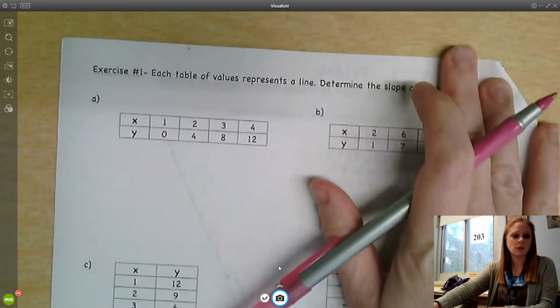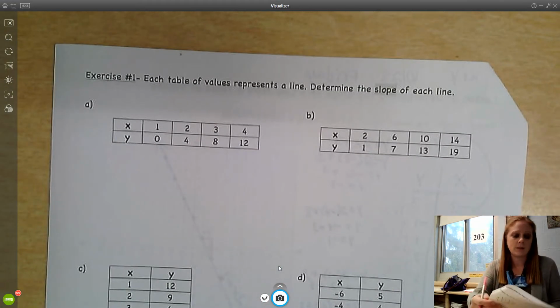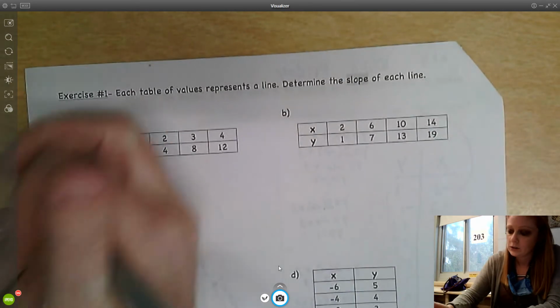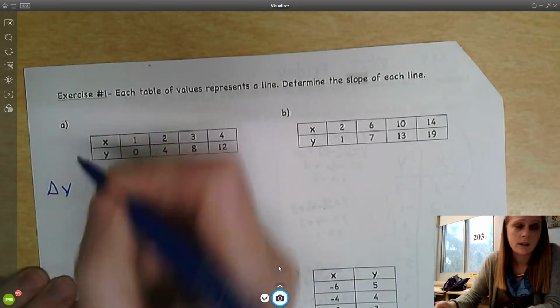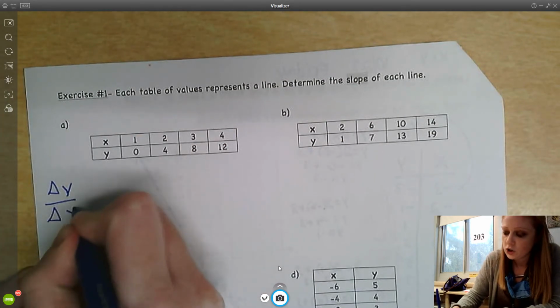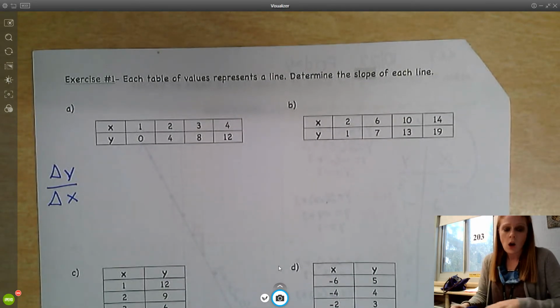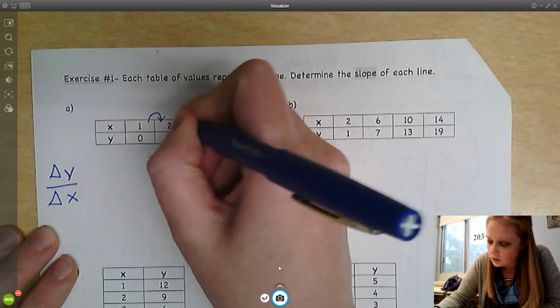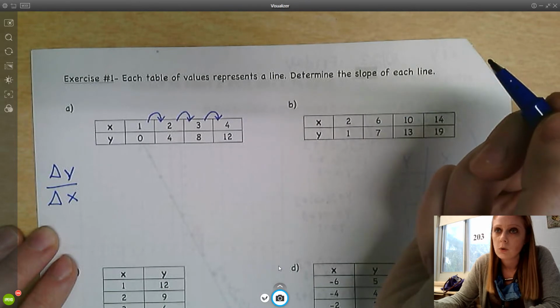So now we have a bunch of tables. We don't have graphs, so we have to use the change in y over change in x formula. Okay, so I'm just going to write that off to the side here. We're doing change in y over change in x. That little triangle just symbolizes a change. Okay, so to figure out the change in y and the change in x, let's look at the top first. So we're going to see how much we're changing by from one x coordinate to the other.